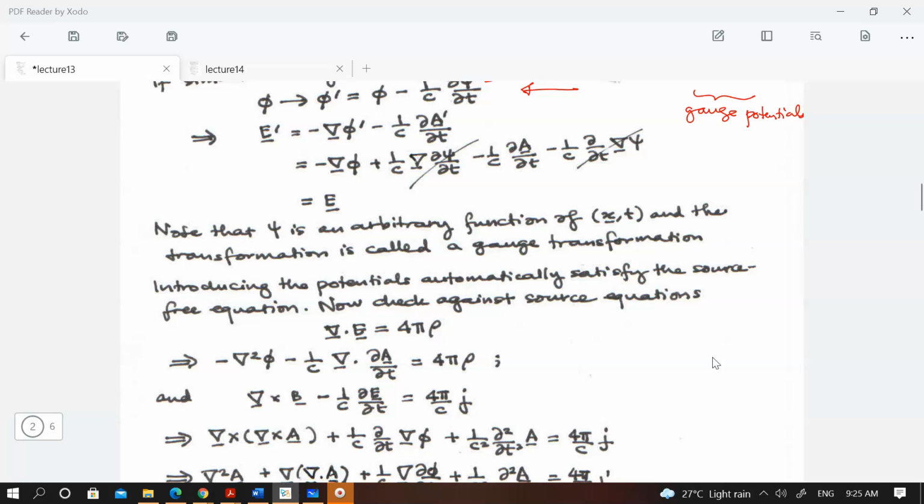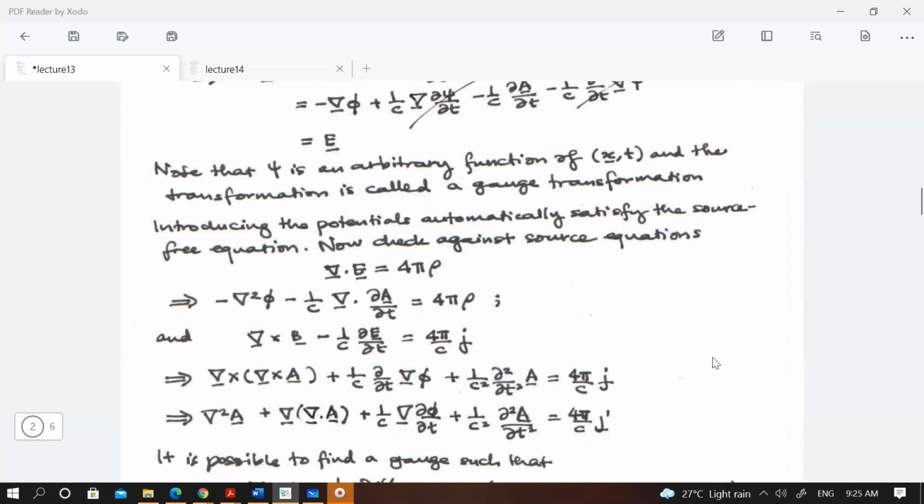So the source equations that we had earlier are essentially these two. One is for the divergence of your electric field, and that would depend on your charge density. And the other is essentially the curl of your magnetic field with the time derivative of the electric field that will give you the current density. Okay.